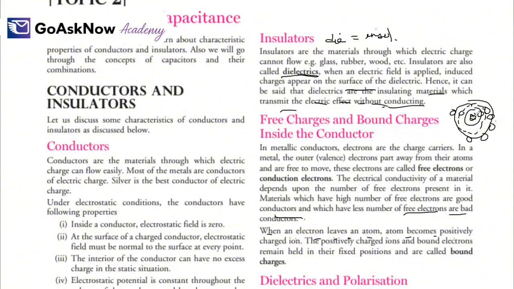If this is your nucleus inside the atom, it has protons. These are called bound charges because they are not moving freely inside the atom. And all the electrons inside your inner shells, apart from the outermost valence shell, are also not free to move, so these are also called bound charges collectively. I will move forward now.